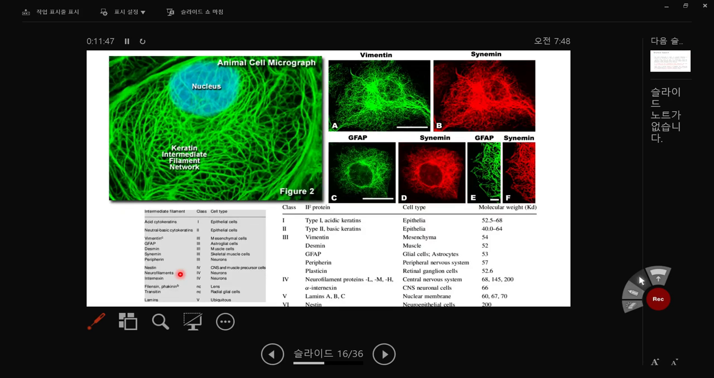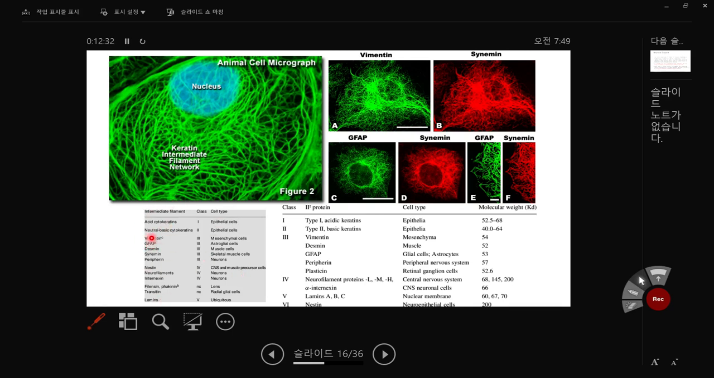So here are some intermediate filament examples. Keratinocyte is the most abundant cell in our outermost skin, and keratinocyte is another name for the epithelial cell. The epithelial cell is named a keratinocyte because it has a lot of keratin. So keratin is the intermediate filament of the epithelial cell, the outermost skin cell. And vimentin is in mesenchymal cells; most of them have vimentin. And GFAP, as you know, is an astrocyte marker. So this is an example of intermediate filaments and cell types.